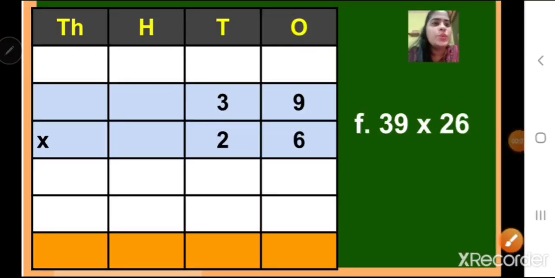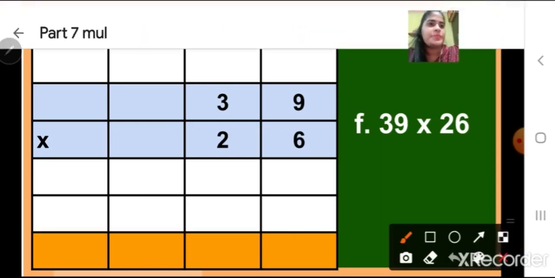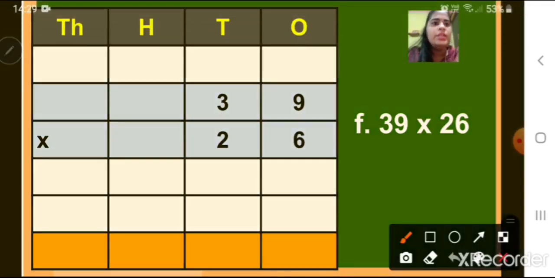Children, the next one is F1. Okay, 39 multiplied by 26. So first draw the columns properly and write the numbers in the proper place. Now let us multiply. First we are going to start from the ones place, that is with number 6. Okay, 6 we are going to multiply with number 9. What is 6 9s are? 6 9s are 54. Correct? So 5 will be carry over here and 4 we will write here down.